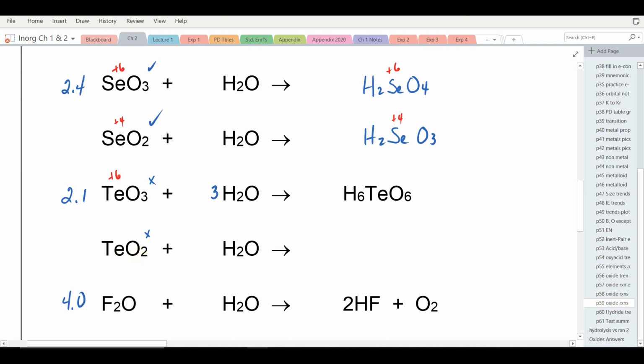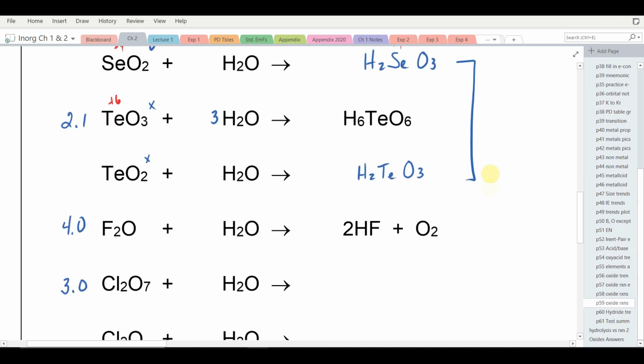And tellurous acid, well, it will actually form an acid that's analogous to sulfurous or selenous. It would be H2TeO3, and I think that is in fact balanced. Alright, so you don't have to worry about tellurium, it's odd anyway.